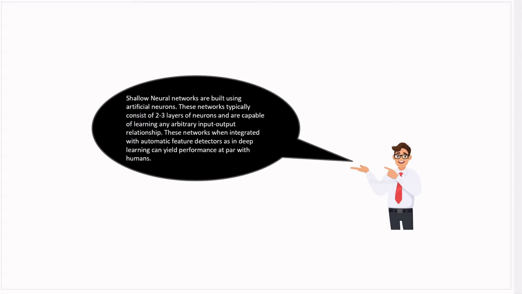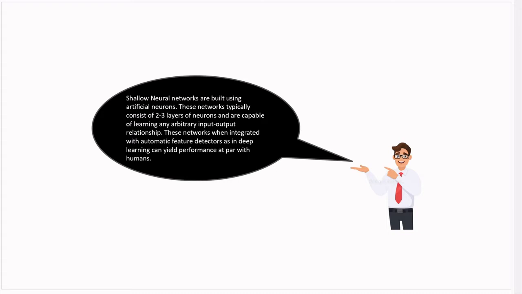When you integrate these networks with automatic feature detectors, then we end up getting what we call deep neural networks. And such neural networks have been shown to perform at par with human beings.